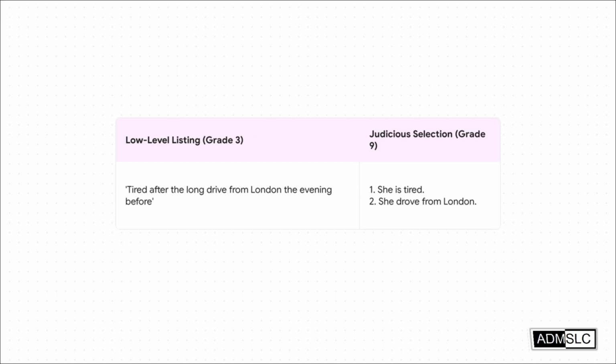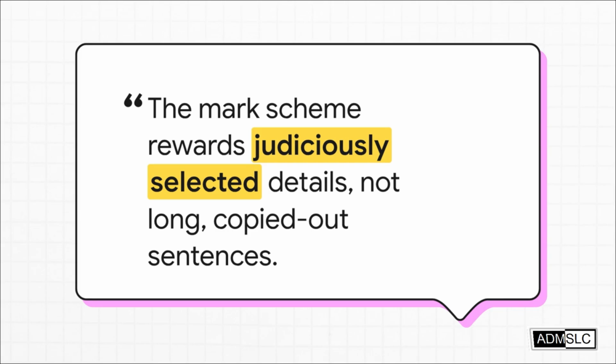A grade 9 student pulls out the 2 key bits of information from that same sentence. She is tired, and she drove from London. See the difference? It's clean, it's precise, it's so much more efficient. So here's the main takeaway. Your job is to be a detailed detective, not a sentence copier.